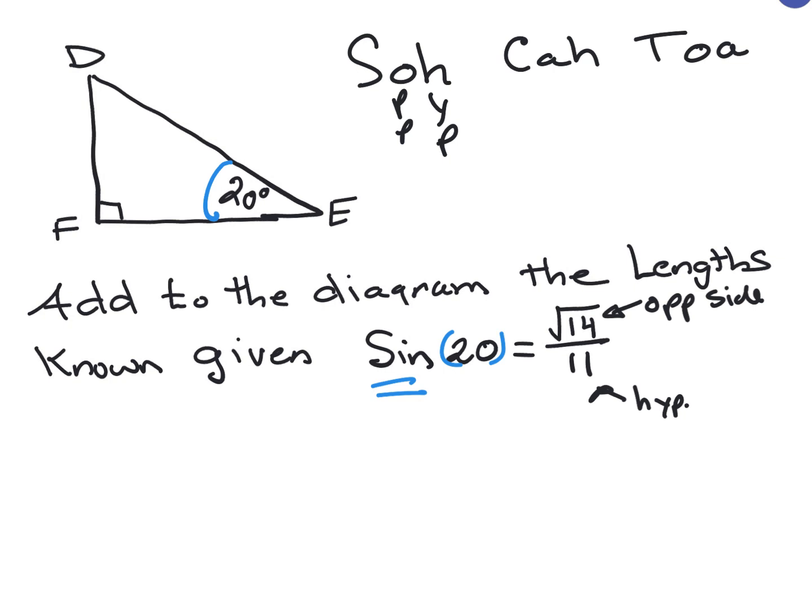So therefore, if we are looking at the opposite side of 20 degrees, doesn't that mean that the square root of 14 should be opposite of 20 degrees? So the square root of 14 should be placed on the opposite side of 20. And the hypotenuse is 11. And isn't the hypotenuse always directly across from the 90-degree angle? How'd you do? Okay, let's go to the next slide.